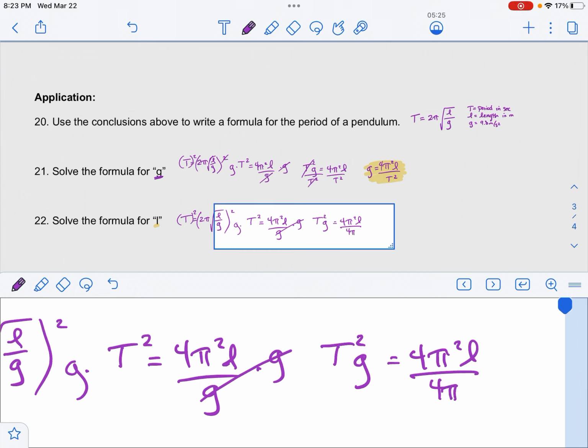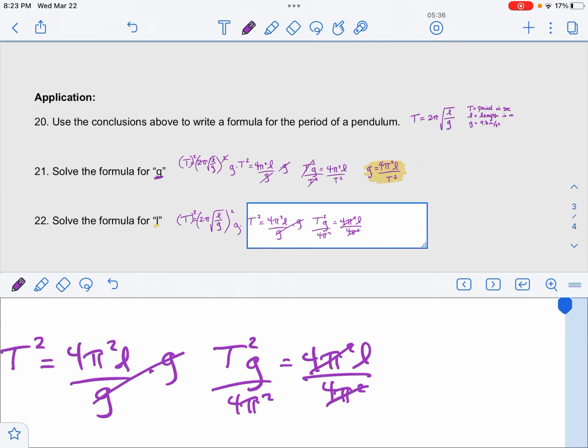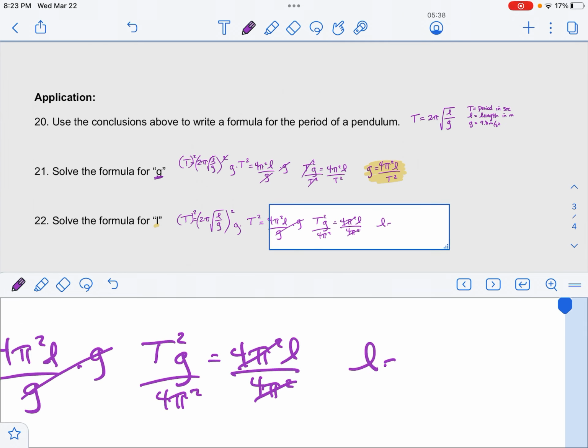Now I'm going to divide both sides by 4 pi squared. You could do that in 2 steps and divide by 4 and then divide by pi squared if you wanted to. This is faster. And I'm going to end up with L equals t squared times G over 4 pi squared. So if I were to give you the period and the acceleration due to gravity, you could figure out how long the string length is for a pendulum.